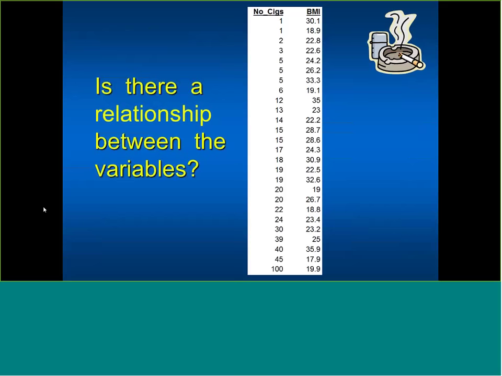Okay. So now what I'm going to do is look at whether there's a relationship between these variables, so I'm going to move into a correlation analysis. I want to see if the number of cigarettes smoked is at all correlated with BMI. I've got two columns in my spreadsheet: the number of cigarettes smoked, and the BMI.